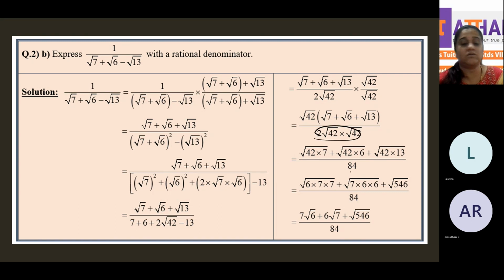The denominator, Aragama, is that fine? Yes or no? Okay. Now the numerator, break down 42. What is 42? You can write 42 as 2 into 21, that is 2 times 3 sevens.